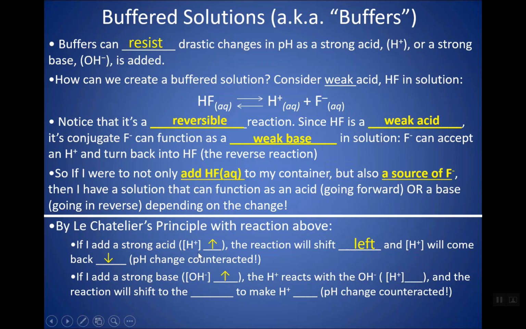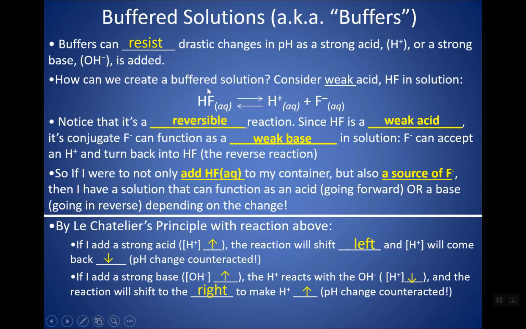So the H plus would react with this OH minus, and what's happening is essentially the stress is that your H plus is going down, which makes sense. If you're putting in OH minus, H plus would come down. Now, what would happen if H plus comes down? This reaction would shift to the right towards it to fill it back up. Oh, great, it fills it back up. The pH change is now counteracted.